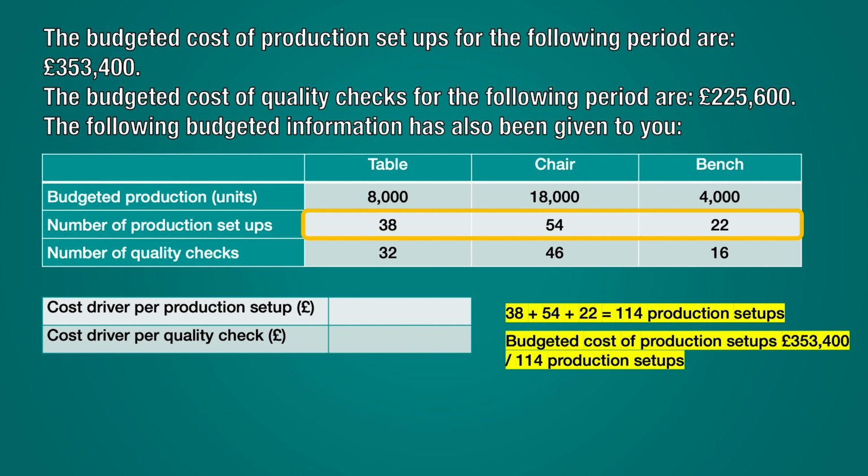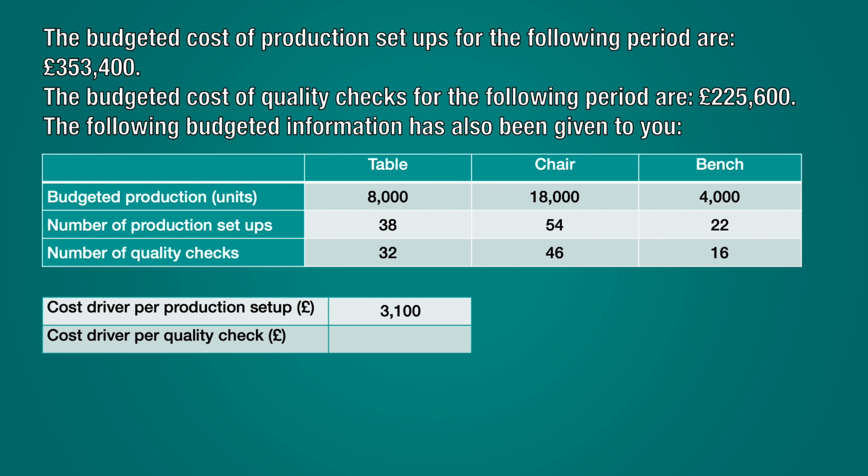We then take our budgeted cost of production setups of $353,400 and divide them by the number of production setups of 114. This gives us a cost driver per setup of £3,100.